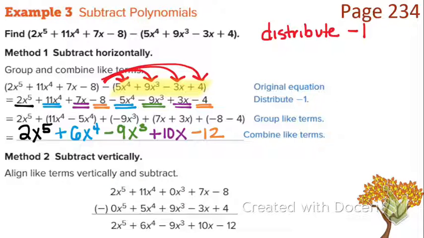So the main thing to keep in mind is when you have subtraction, you have to give your second parentheses, you have to multiply that by negative 1. Then you go back in and combine your like terms. All right, do that check below it by yourself.